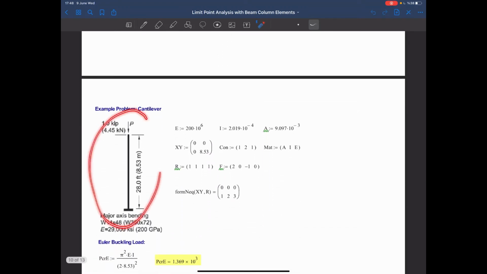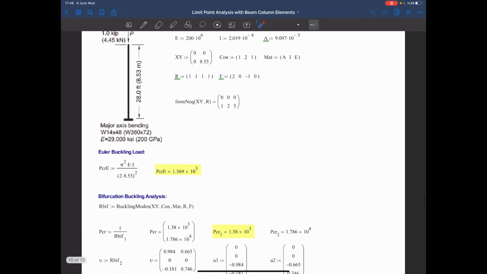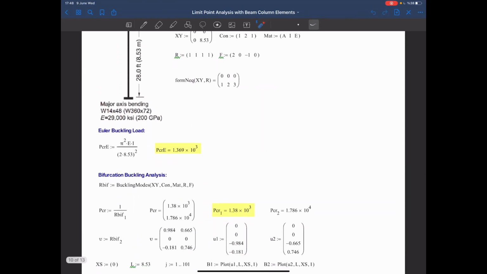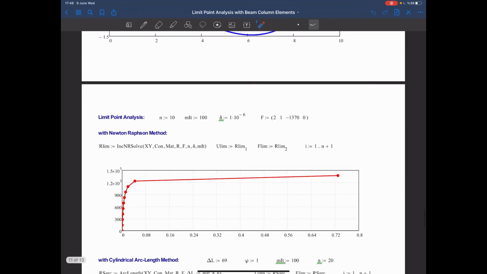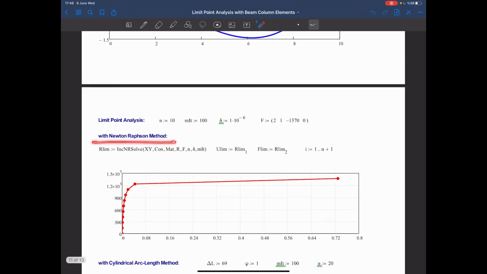We have this cantilever, and we already solved this by using these two analytical solutions, and this is the bifurcation buckling analysis result. So we expect to see buckling around 1300 kilonewtons.